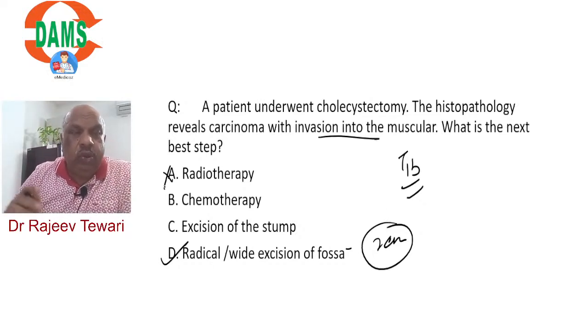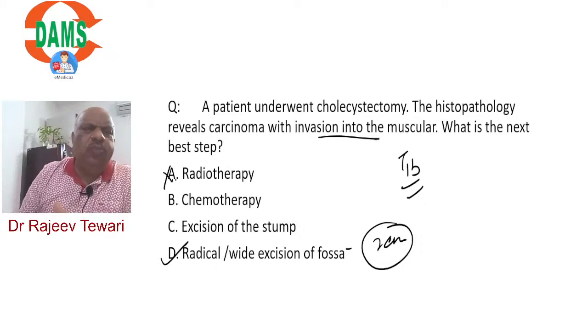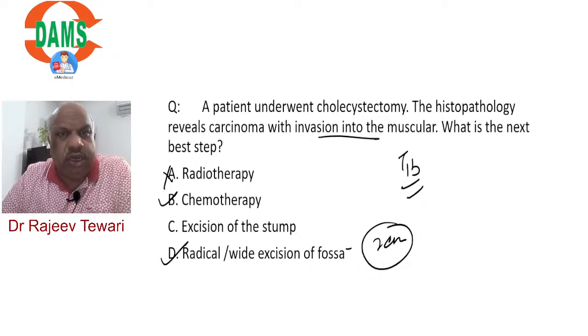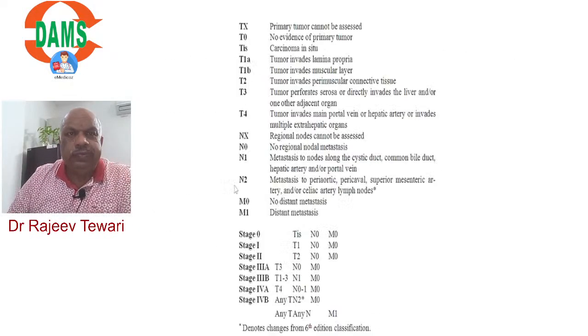Gallbladder cancer is radio resistant, no role of radiotherapy, and chemo resistant. Chemotherapy is given as an adjuvant, not as a neoadjuvant, as an adjuvant gemcitabine 5FU combination, but it's not a very chemo-responsive tumor.